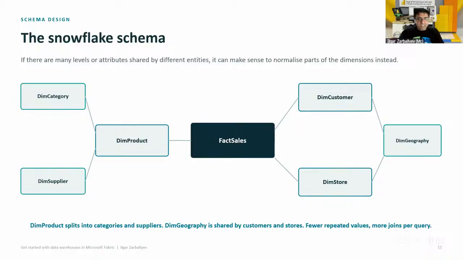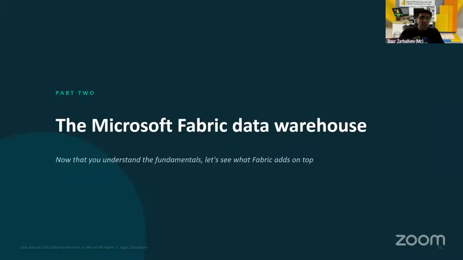Right. That's the theory of dimensional modeling. Let's now bring it into Fabric. This is our foundation: facts, dimensions, keys, star, snowflake. Those concepts are decades old and they apply to any warehouse technology you will ever touch. Now let's see what Microsoft Fabric adds on top of them. Because this is where it gets interesting.